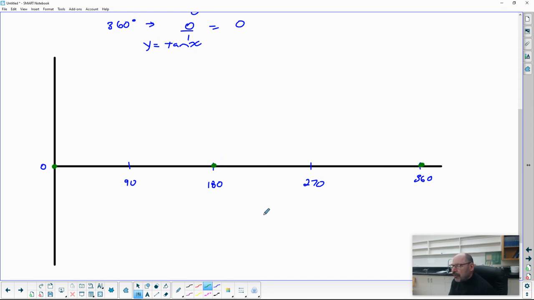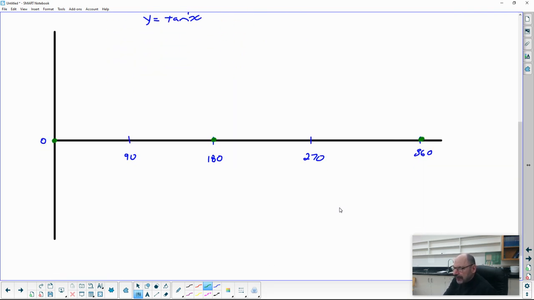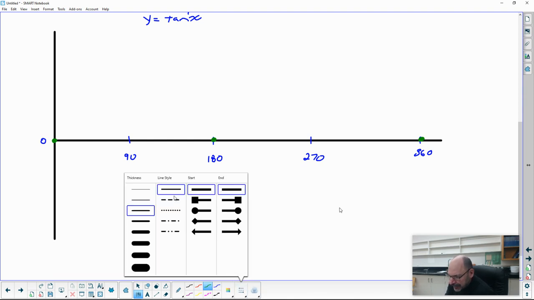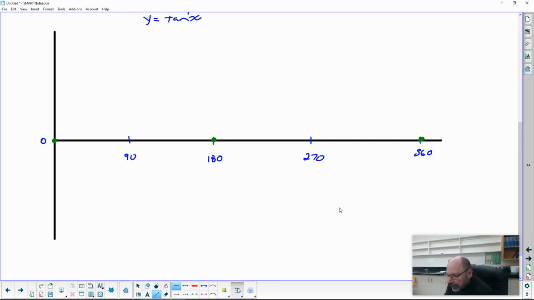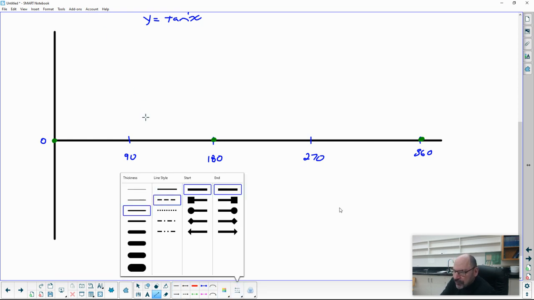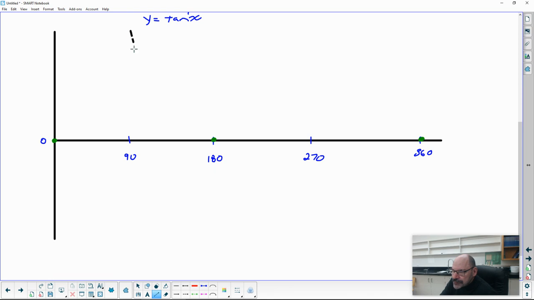And in between are what we call asymptotes, because it's undefined. So when something is undefined, most of the time you have what is called an asymptote, which is what the graph approaches. How we represent that in math is we just put a dotted line. So I'm going to use a straight line tool, and I'm going to put a dashed line for my asymptote right at 90 degrees, like this, and right at 270 like this.